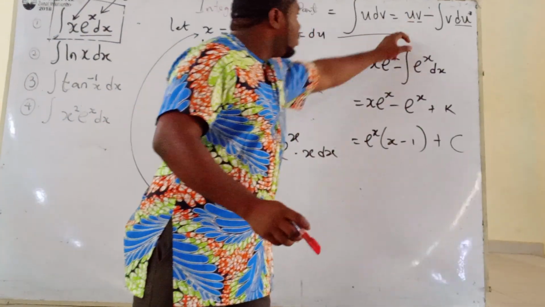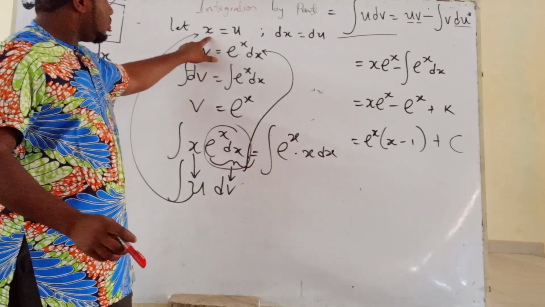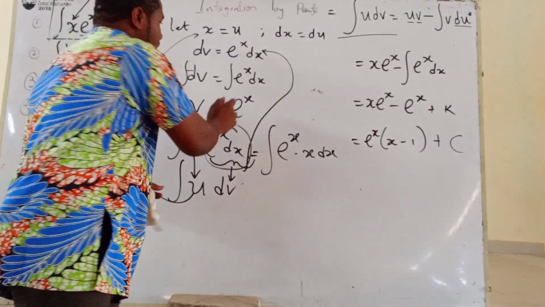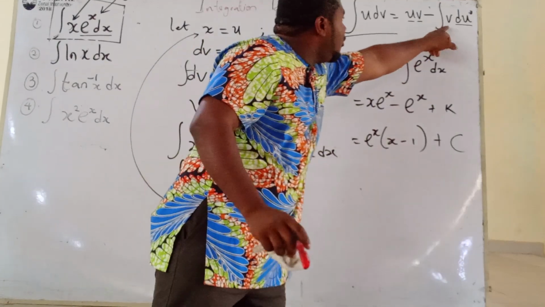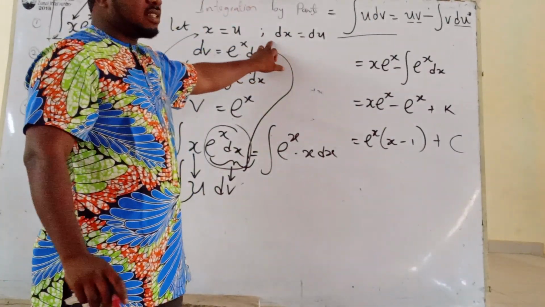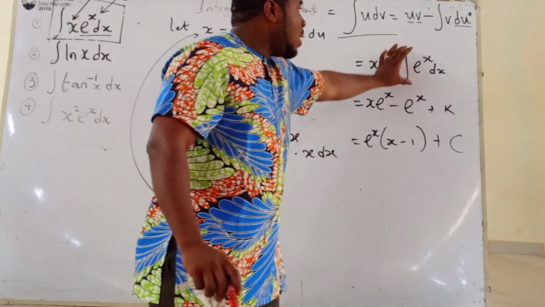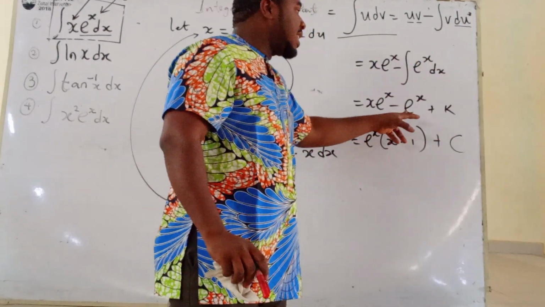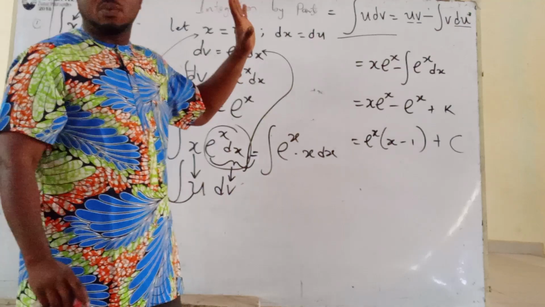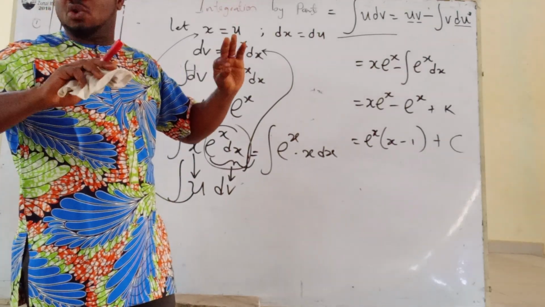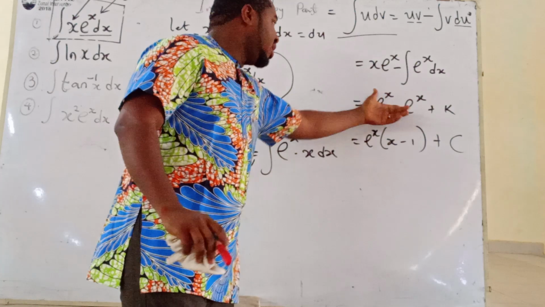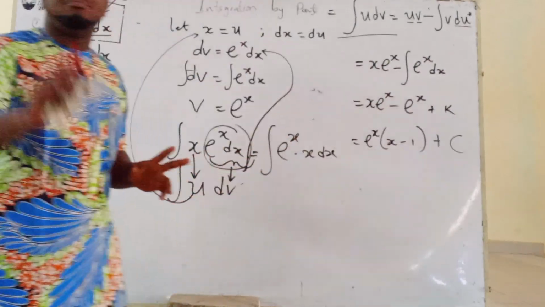We have u. This is u. We have v. This was our v over here. We have the integral of v du. The u was the x. We substituted and then we integrated this part also to get e^x plus constant k or c. Whatever your constant may be, a constant is always a constant. And I say you can go a step further, just factoring e^x outside.